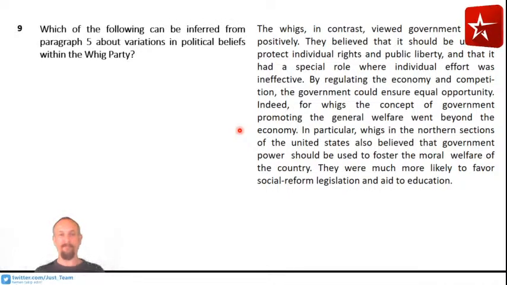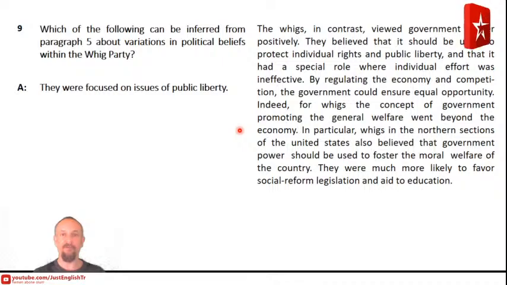Which of the following can be inferred from paragraph 5 about variations in political beliefs within the Whig Party? I'm going to give you a second to think about that question and maybe start it. Kavram. I'll think about that later. So I'll put the options up. Hopefully you've started answering the question already or started thinking about the question. The options aren't important, but I'll put them up anyway.